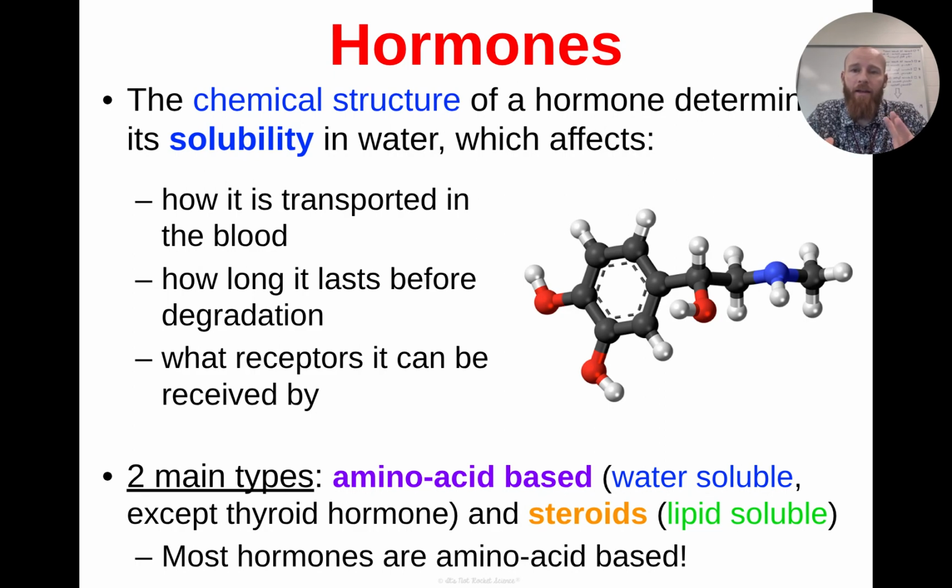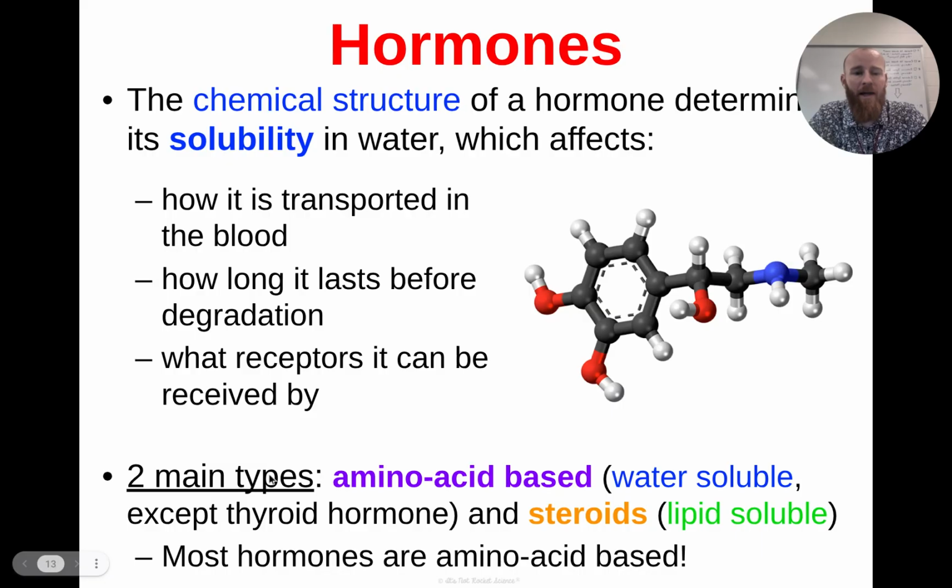And then we want to look at this idea that the chemical structure ultimately is going to determine how it behaves. And namely, we're going to look at it determining its solubility, or how it's able to be dissolved in water or not. This can also affect how it would be transported throughout the bloodstream, how long it will last in the bloodstream before it degrades and is no longer useful, and then what kind of receptors it can be received by. So the structure of these hormones really dictates all of the useful components of their function.